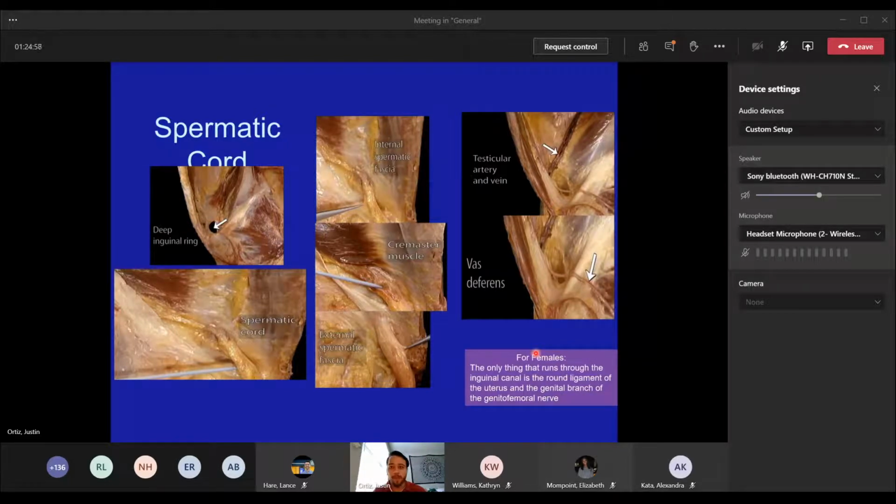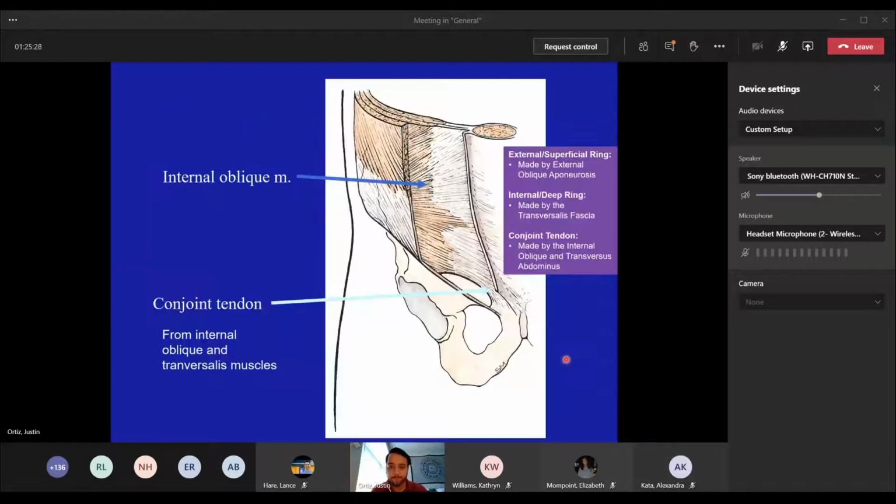So in females, your inguinal canal is only going to have the round ligament of the uterus as well as the genital branch of the genitofemoral nerve. That's just the fancy way of saying nerve to the cremaster muscle. The nerve to the cremaster muscle comes off the genitofemoral nerve, and is called the genital branch. It supplies the cremaster muscle in males, but it supplies something else in females. That's the inguinal canal for females, and then we talked about the spermatic cord and the inguinal canal in males. We'll talk about that a lot more in the next section.